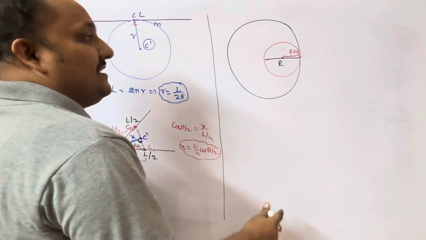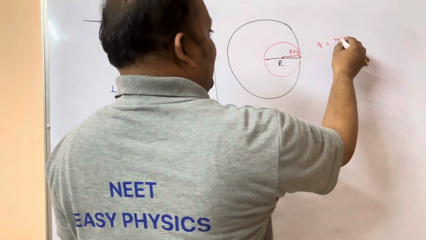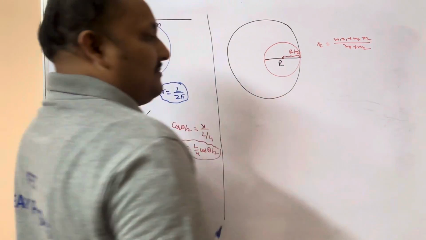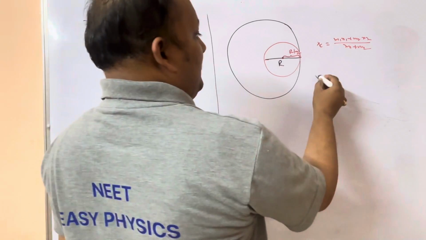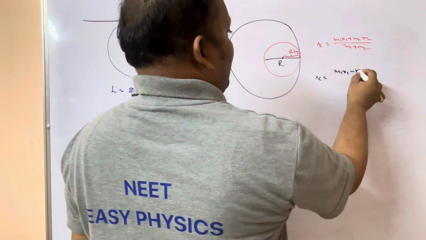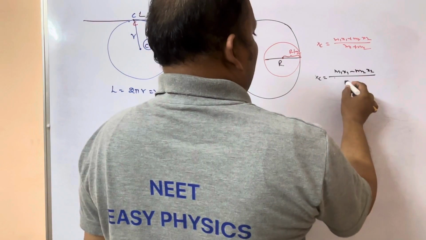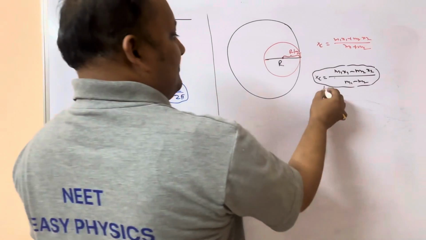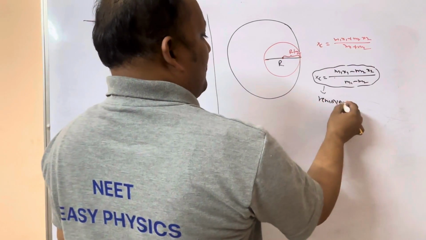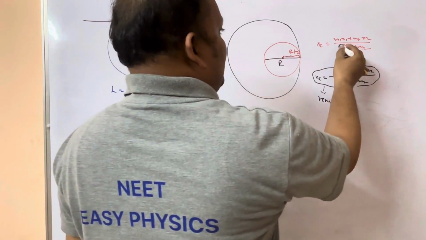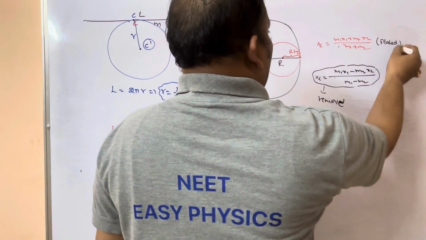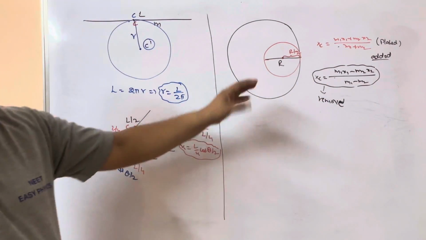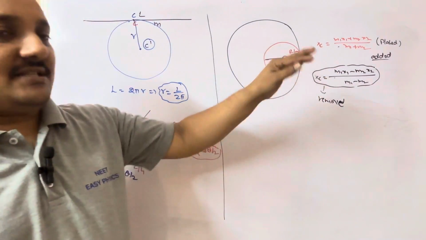If it is placed, we will use this formula: x equal to m1 x1 plus m2 x2 by m1 plus m2. If it is removed, we will use x equal to m1 x1 minus m2 x2 by m1 minus m2. This is for when a portion is removed. The other is for if they placed or added. So blindly you can follow this. If they remove, we will use this form. How much mass they remove.